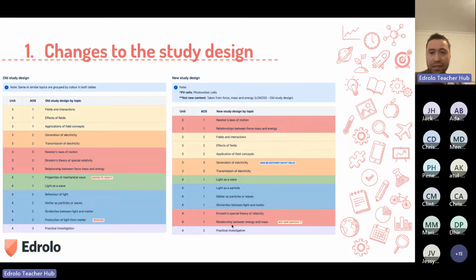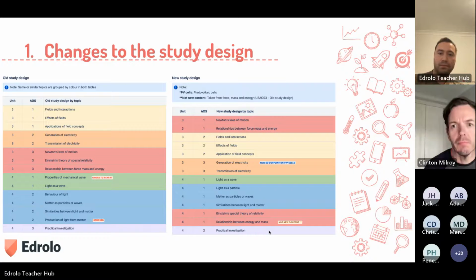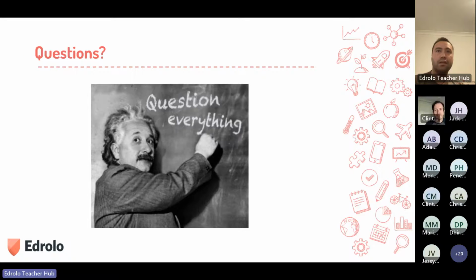Thank you very much for sparking this, and thank you, Clinton. Are there any questions on this, the restructure and kind of the new study design dot points? Because they would be the major things. Cool. I'll move on a little bit.